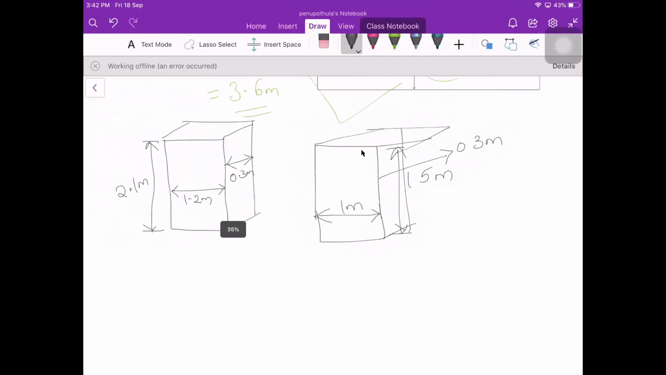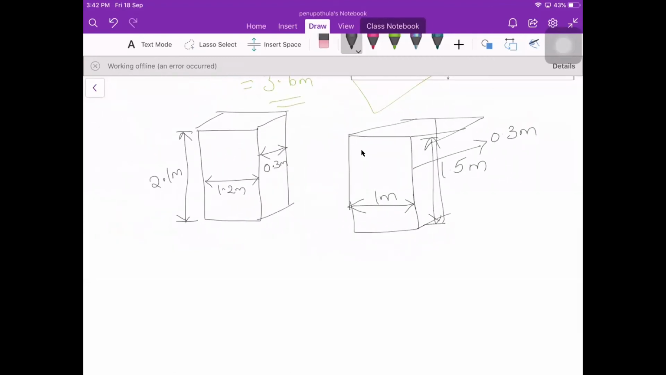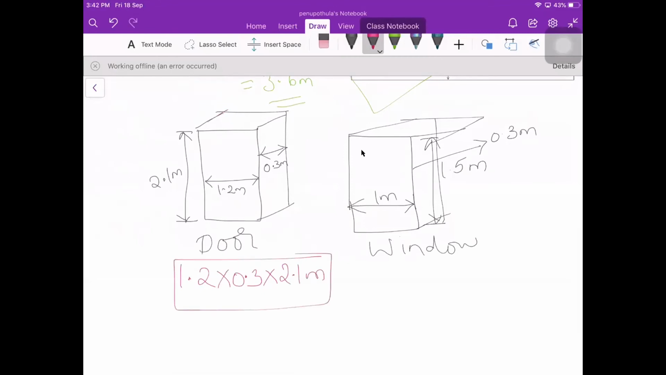So here, this is the door and this is the window. So what will be the dimension? 1.2 is the length, and the breadth is 0.3 and the height is 2.1 meters. So this much amount of solid block is to be deducted from the superstructure masonry.